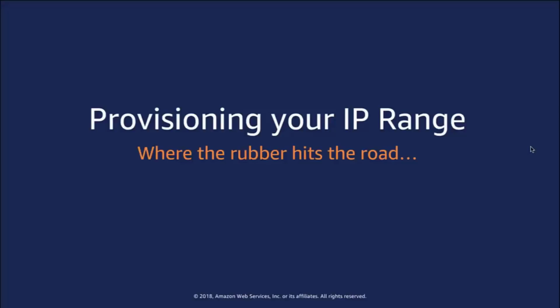So let's dive into the console here. We've got a bit of a mock-up of the console to talk about how we would do the provisioning of your IP range, and this really is where the rubber hits the road. We've done the authentication and the authorization steps, and again, security is of utmost importance here. We want to make sure that we are allowed to advertise your IP ranges, but now we're going to step into provisioning.